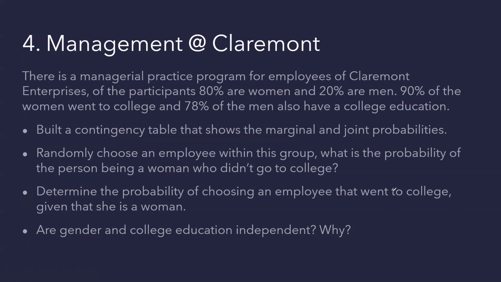Determine the probability of choosing an employee who went to college. Here it is. A is you went to college, given that she is a woman, this is B. So what we're doing is the probability of A, of her going to college, given B. That is what we want to know.